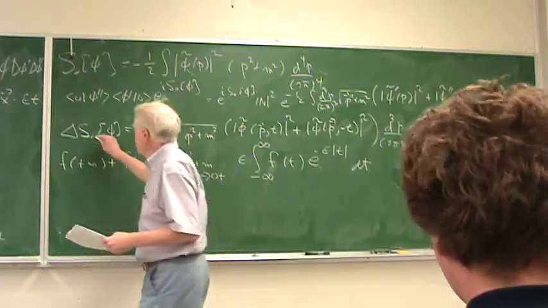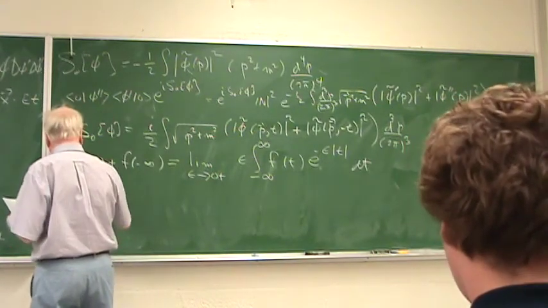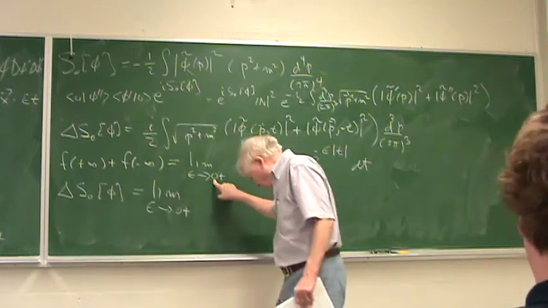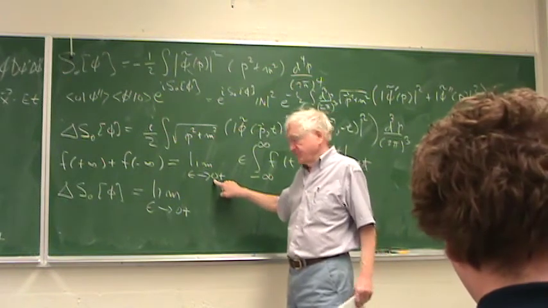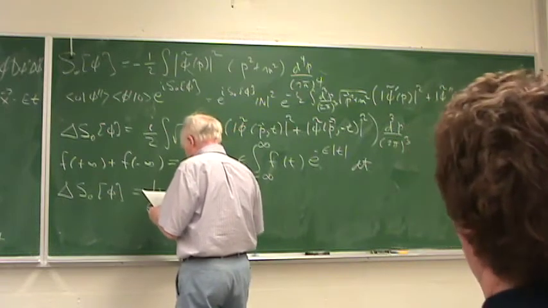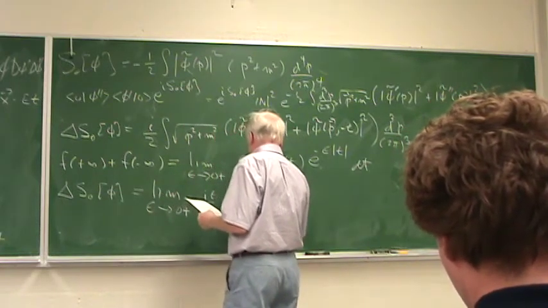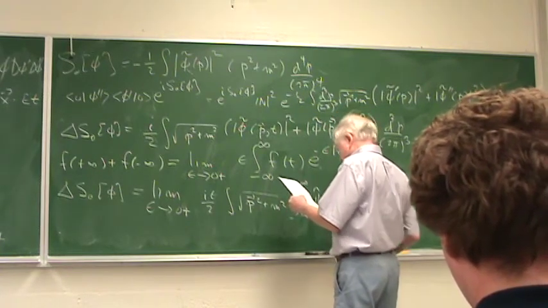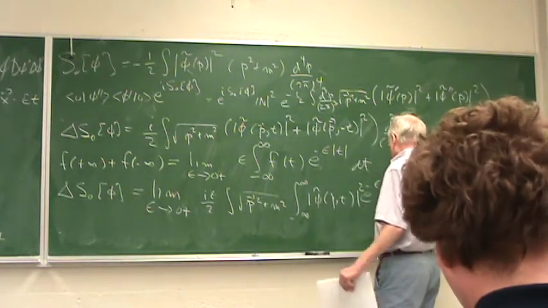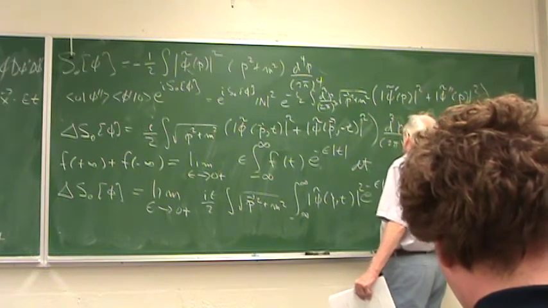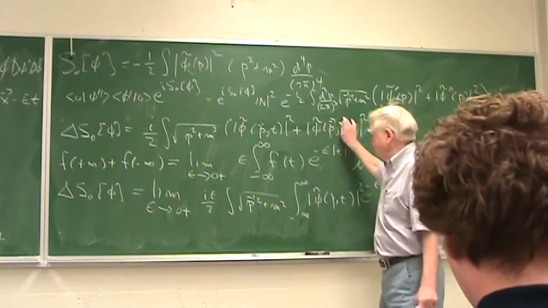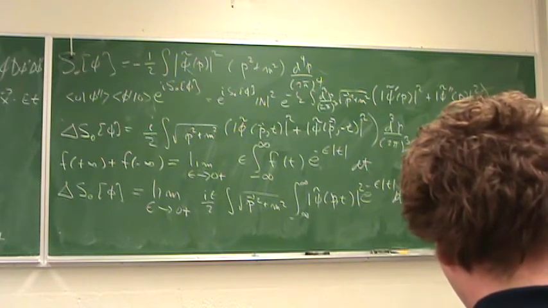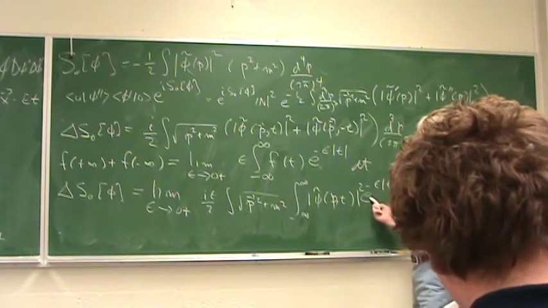That allows us to write the change in the action in a certain form that's going to be convenient. Namely, it's the limit epsilon goes to 0 plus. 0 plus means it's going to 0 from positive values. i epsilon over 2 integral square root of p squared plus m squared integral minus infinity to plus infinity phi tilde of p and t e to the minus epsilon absolute value of t dt d^3p over (2 pi)^3. So in other words, we rewrite it this way so that we have an integral over time and momentum. On the other hand, if we're taking the limit epsilon goes to 0, then we can actually replace this factor by 1.